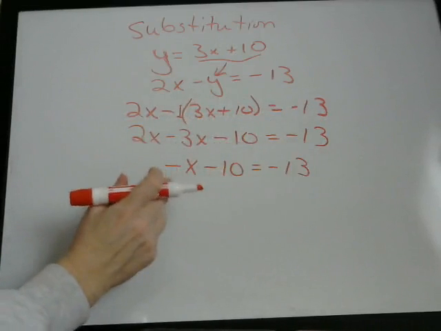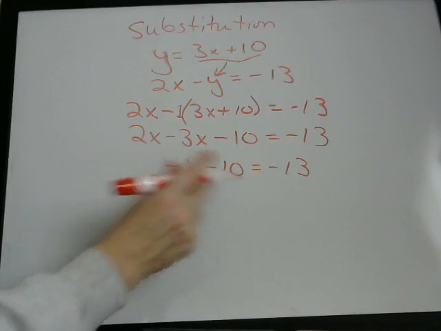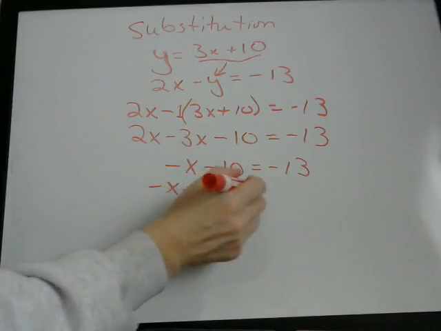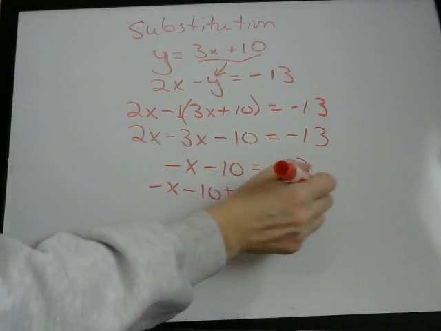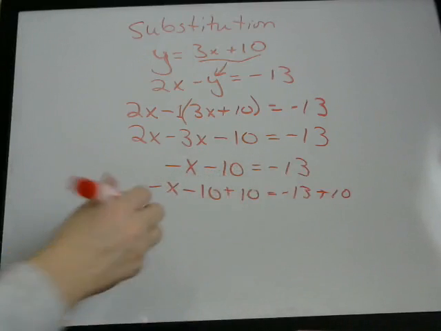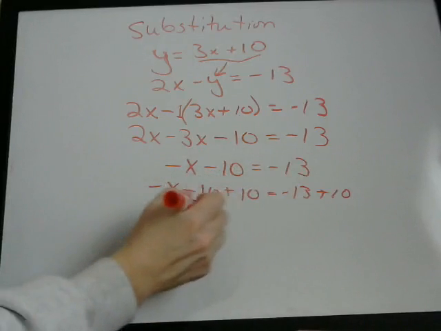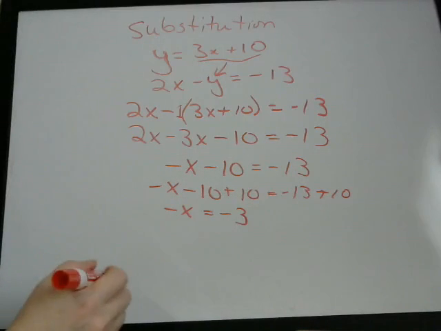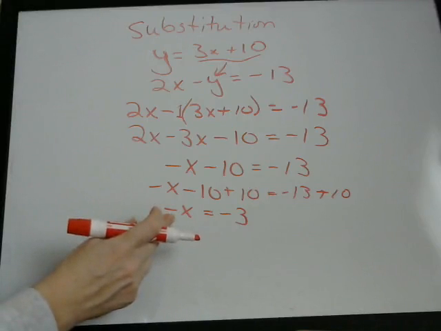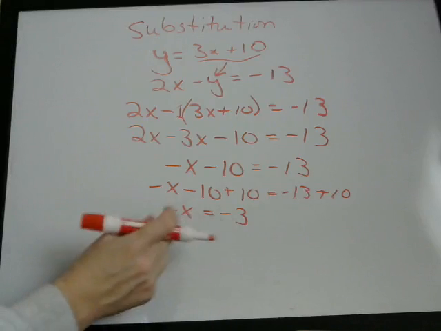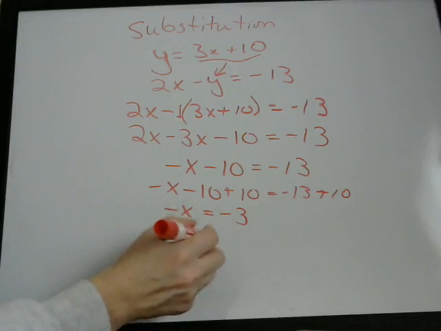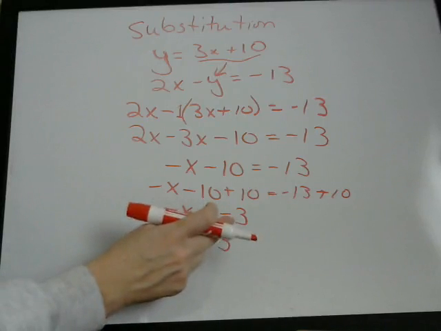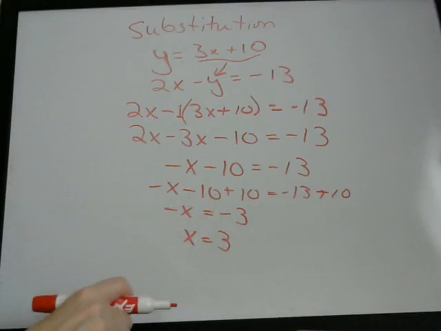Now we're back to a basic algebra problem. How do we solve for x? First we want to get rid of that 10 by adding 10. Negative x, that makes 0. Negative 13 plus 10 is negative 3. You can get rid of the negative by dividing by negative 1. If you divide both sides by negative 1, you're going to get x equals 3. Intuitively, it just makes sense. If negative x equals negative 3, then positive x has to equal 3.